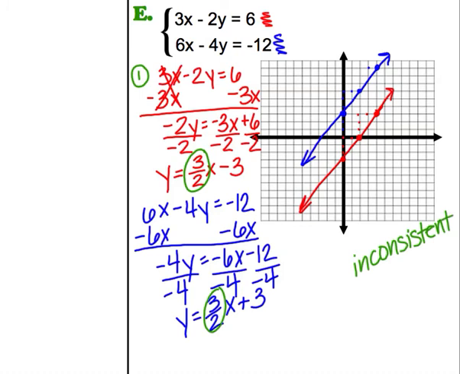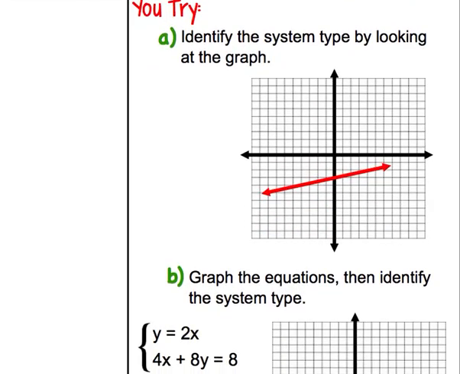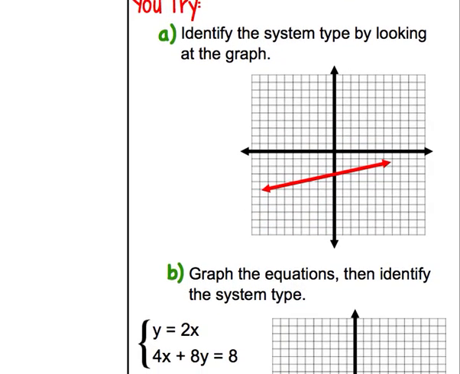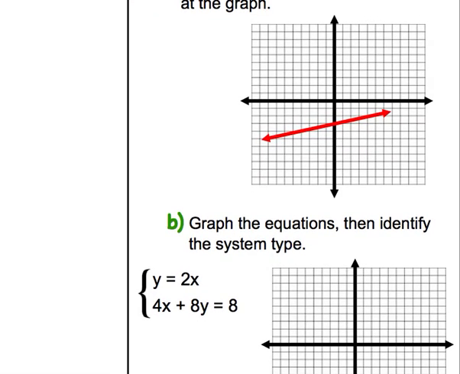All right, now I want you to go ahead and try these two problems. Identify the system by looking at this graph and then also graphing the equations that are listed here, y equals 2x and 4x plus 8y equals 8. And make sure you graph them and identify the system type. As always, write your summary if you can, and make sure you jot down any questions and bring them with you to class tomorrow.